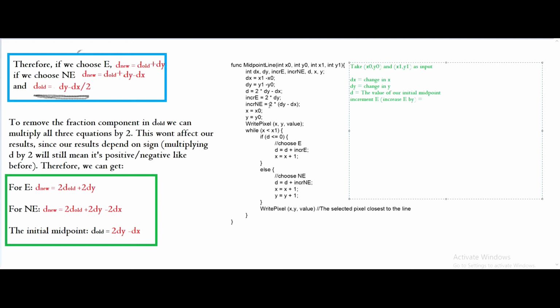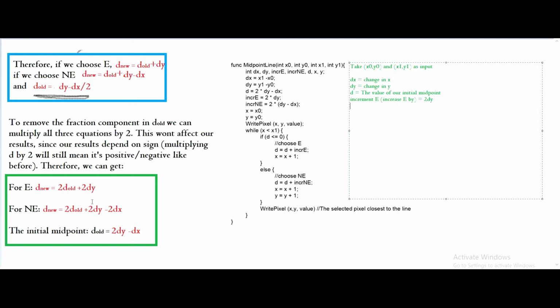So we're going to be increasing E by 2 dy. Why are we going to do that? Because here, as we can see, in our equation for E, we have to add 2 dy to our old value of the midpoint. So that's why our increment of E is equal to 2 dy, because that is exactly the change. And the same thing we've done for NE.